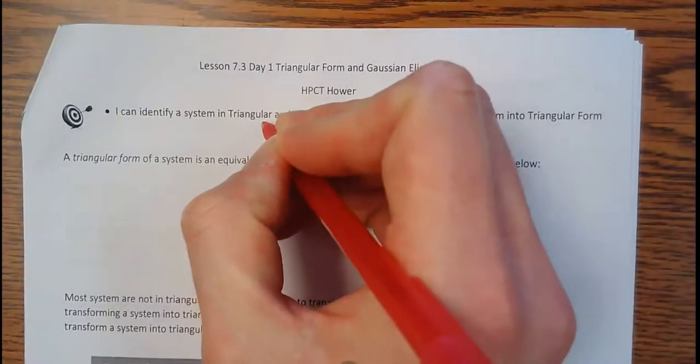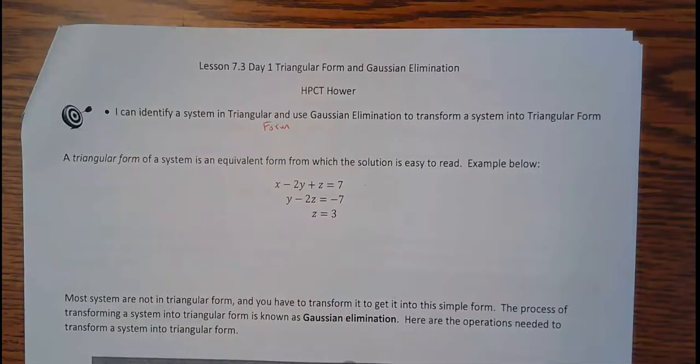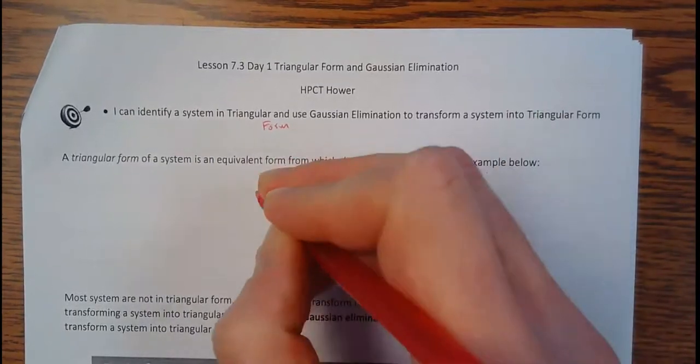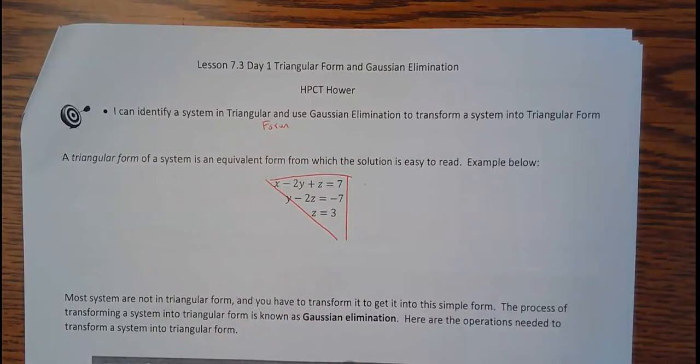I have a spelling there, in triangular form. So first off, that's something new. What's triangular form? And I can use Gaussian elimination, which is another word, to transform a system into triangular form. So a triangular form of a system is an equivalent form from which the solution is easy to read. A lot of fun words there. But they call it triangular form. You look at this, it looks like a triangle. That's why we call it triangular form.